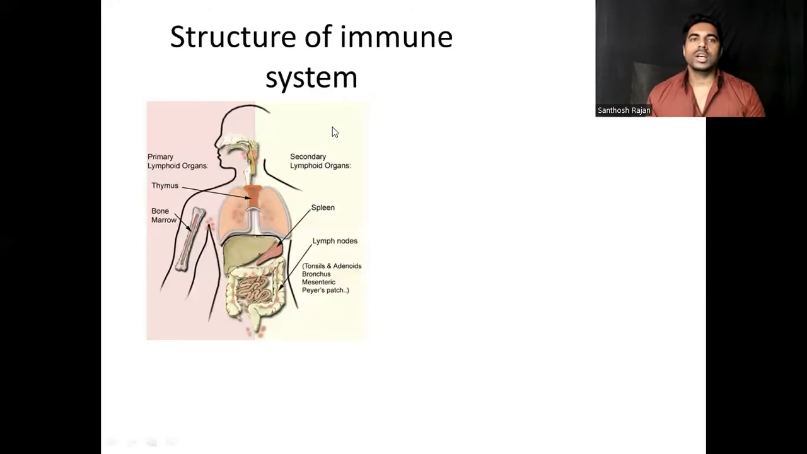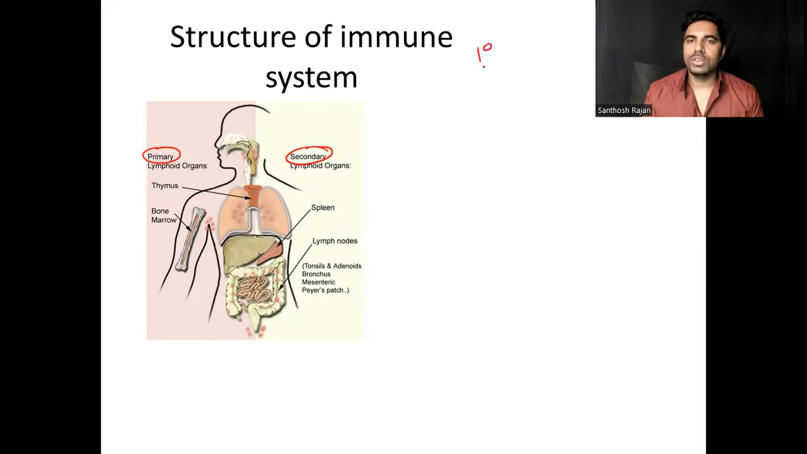Now let's start. So structure of the immune system. Let's start from the first topic, the structure of the immune system. When we talk about structure, we have primary and secondary lymphoid organs. Primary and the secondary lymphoid organs. Now let's talk about the primary first.